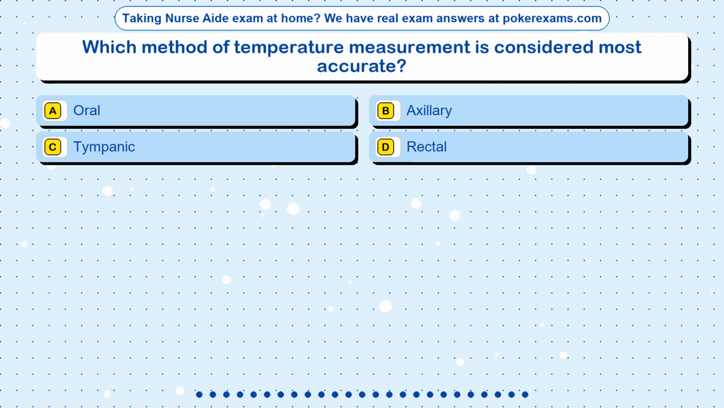Question 24. Which method of temperature measurement is considered most accurate? Option A, oral. Option B, axillary. Option C, tympanic. Option D, rectal.